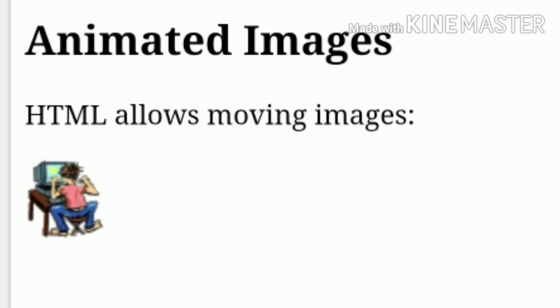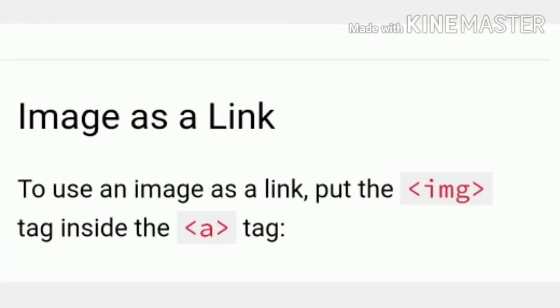For the execution of this, you can write a simple program: the HTML body, heading tag, that is the h2, animated images, closing of h2 tag. Then open the paragraph, HTML allows moving images, closing p, image src equal to within double quotation programming.gif, alt equal to within double quotation computer man, double quotation closed, style equal to within double quotation width colon 48px ended with semicolon, height colon 48px ended with semicolon, closing of double quotation, closing of body tag, closing of HTML tag.